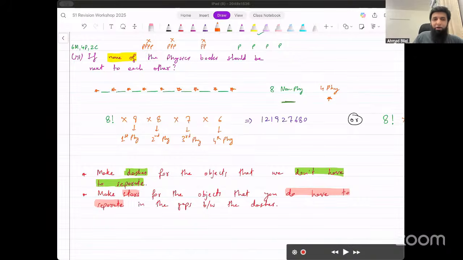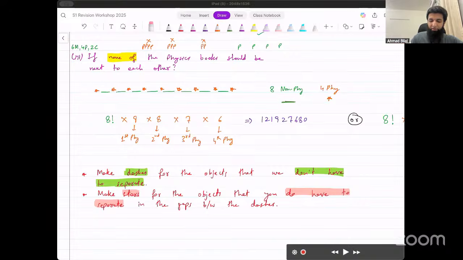Okay. Now, in how many ways can we arrange them now? For the 8 non-physics books, we have 8 books, 8 places. So they can be arranged in 8 factorial ways. But then for the physics books now, how many places do we have? 1, 2, 3, 4, 5, 6, 7, 8, 9. We've got 9 places. For the non-physics books, in those 9 places, we want to place 4 physics books.